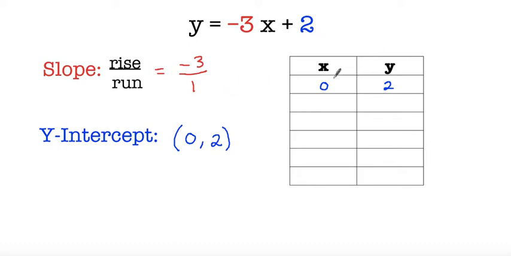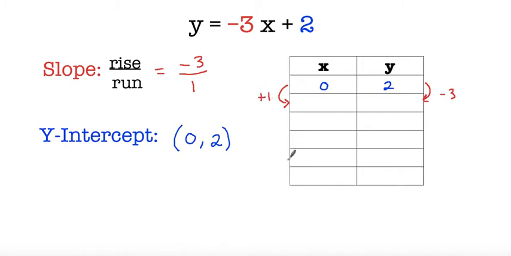So here in our table, we have the coordinate 0, 2. And what we're going to do is use our slope to help us find the next coordinates. Okay, so because negative 3 is our rise, that means it's our change in y. So our y values are going to decrease by 3. And then our run is 1, which is our change in x. And because it's positive, our x values are going to change by positive 1.